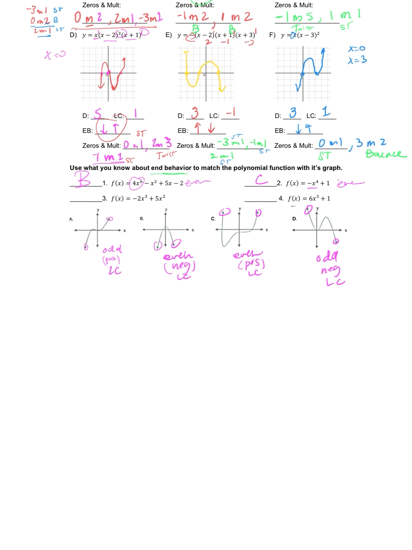Then when I look at the other ones, this is odd, okay? And here we have another odd. Okay, so this first one is odd negative, so my odd negative is letter D. And this one's an odd positive, so this would be letter A. So again, you don't even have to know what the graph looks like. You just look at the end behavior to help you match the graph.